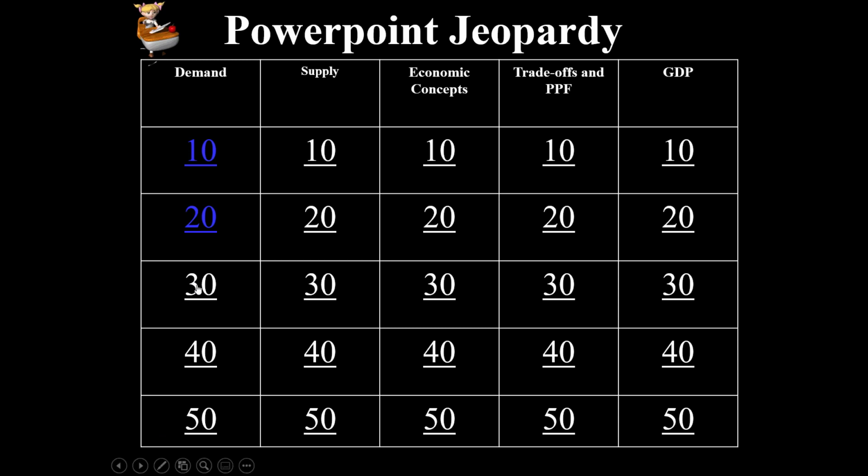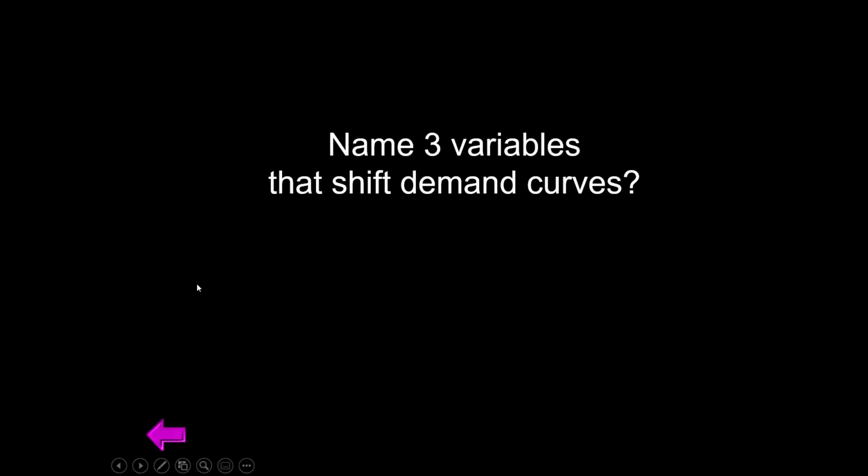Let's try demand for 30. Name 3 variables that shift a demand curve. So variables that would shift a demand curve are income, price of related goods, tastes, population and demographics, or expected future prices. You just needed to name 3.